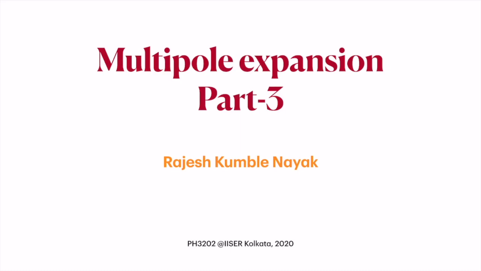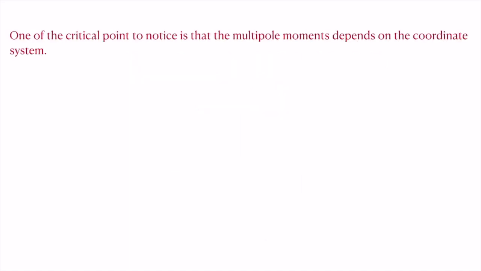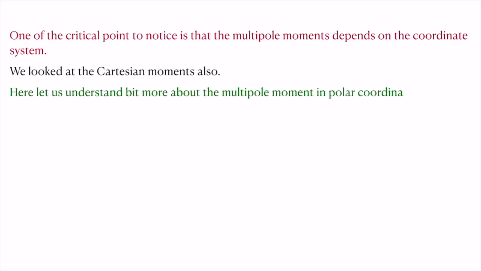Okay, let's continue with our studies in multipole expansion. In the last class, we have seen some of the definitions of multipole moment, and one of the critical points to notice is that the multipole moments depend on the coordinate system. So we have also looked at the Cartesian moments, and let's try to understand the multipole moments in the spherical polar coordinate and how they are different from the Cartesian coordinate system, and whether we can make any physical connection with that.